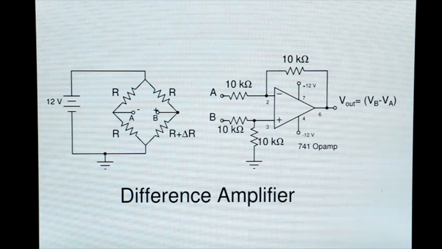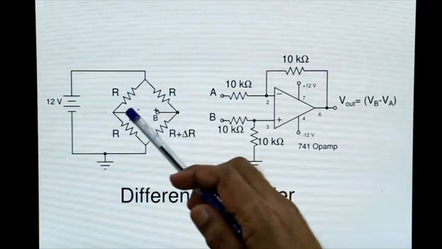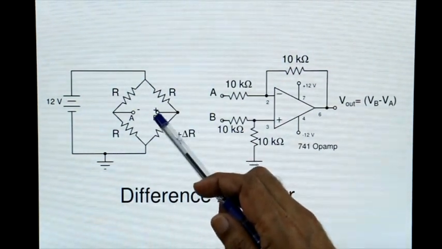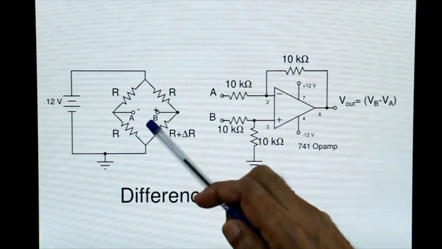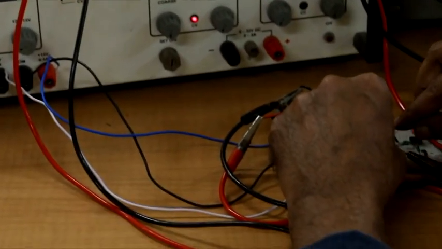Now I am going to connect A to this particular point, which is already connected. Now I am going to connect point B to this particular point, so that we can see the differential signal appearing.